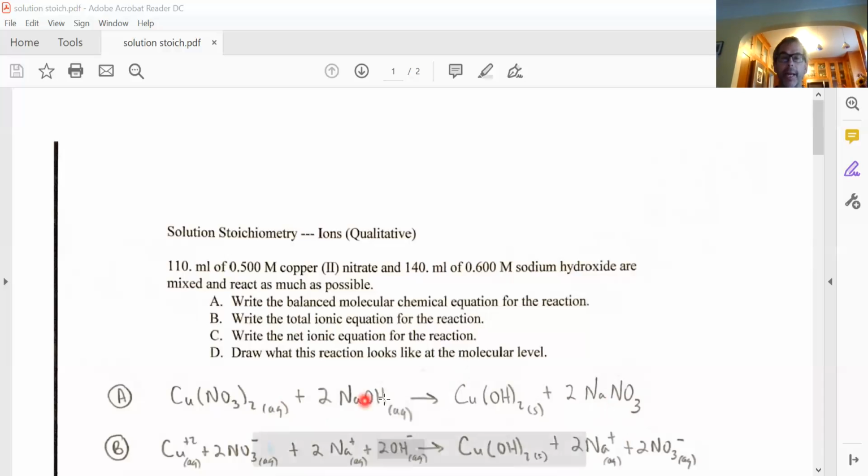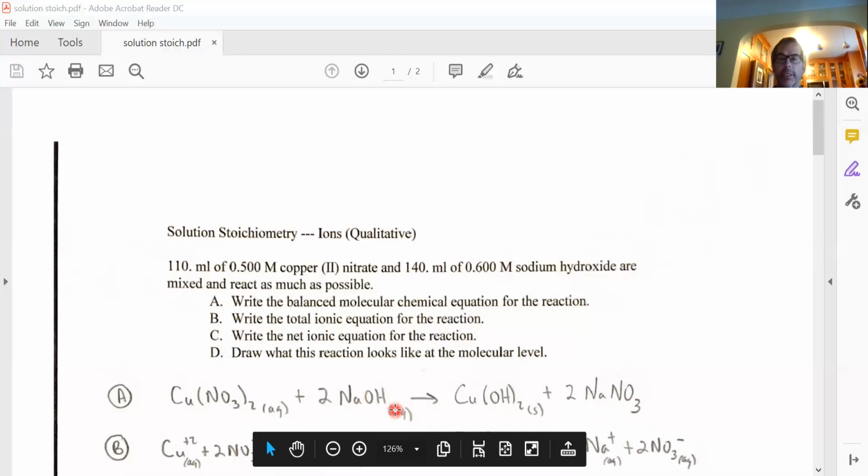I could put aqueous here, aqueous here. You look at a solubility table or do an experiment, you'd find out copper hydroxide is a solid. And I didn't say anything here, but this should be aqueous as well.